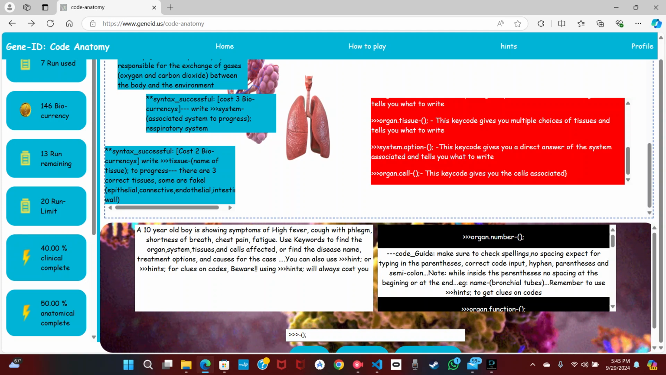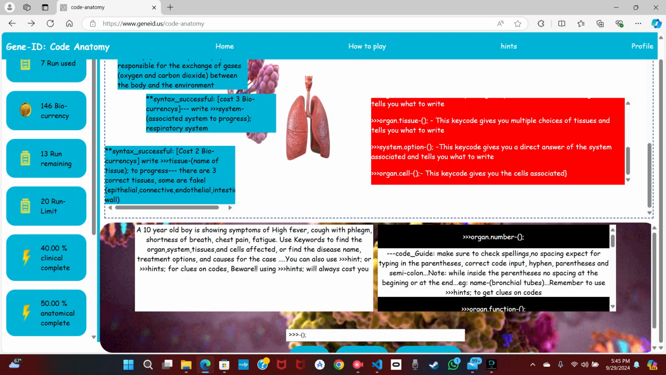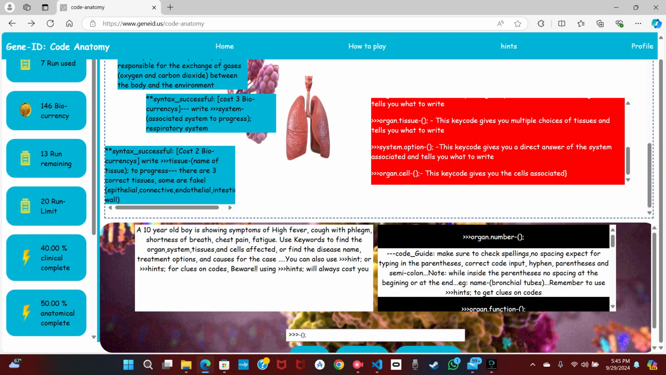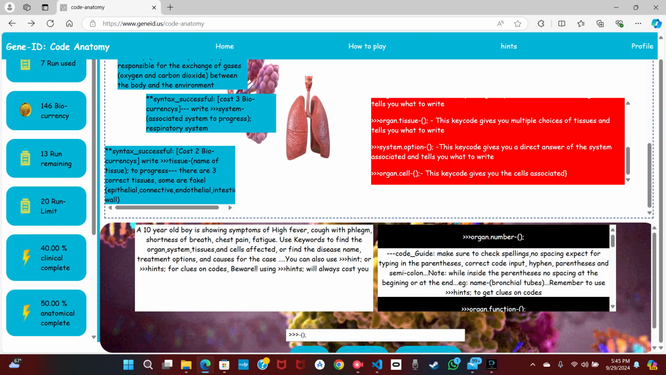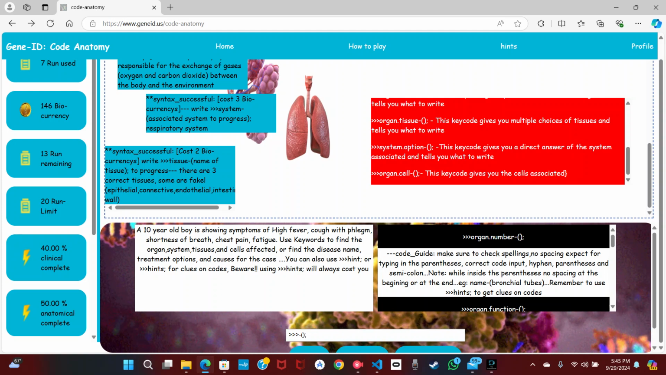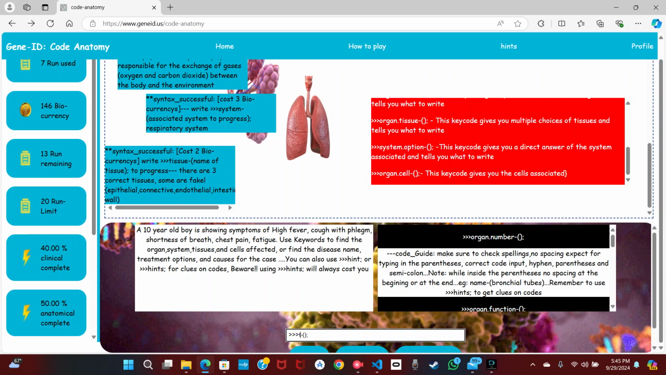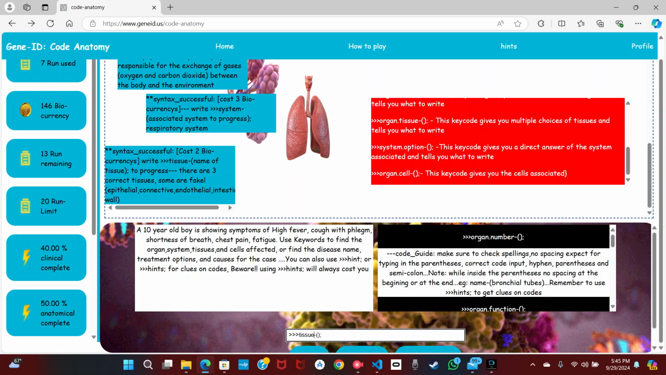So which means that it could be epithelial, it could be connective, it could be endothelial, it could be intestinal walls, depending. Intestinal doesn't seem right to me because it looks like what is for the digestive system. So I'm just gonna go with epithelial, connective, and endothelial. Let's try that. So the same way we typed in organ system, you type in tissue.